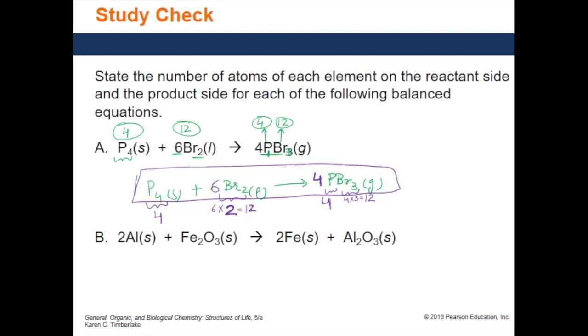Same thing you'll do with this. The number of aluminum atoms here is 2. Number of iron is 2. Number of oxygen is 3. Number of iron here is 2. Number of aluminum here is 2. Number of oxygen here is 3. And you can see all of them are balanced. 2 aluminum, 2 aluminum, 2 iron, 2 iron, 3 oxygen, 3 oxygen, right?